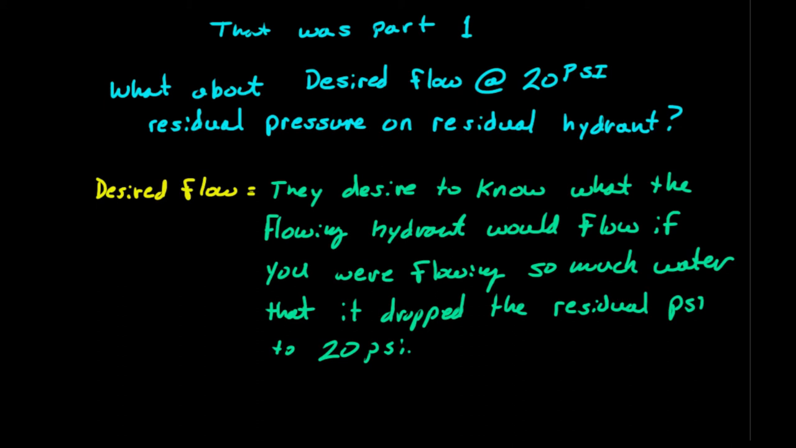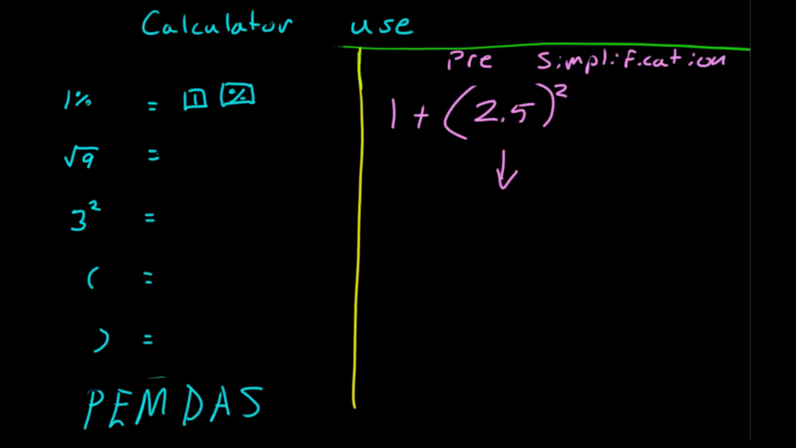Well, instead of flowing a bunch more outlets to actually get the city main down to 20, we do the math. The desired flow is what they want to know: what the flowing hydrant would flow, in gallons per minute, if you flowed so much water that it dropped the residual pressure on the city main to 20 PSI. So that's what we're after in this next series of equations, and these were the hardest ones out of the bunch. But we're going to break this down.